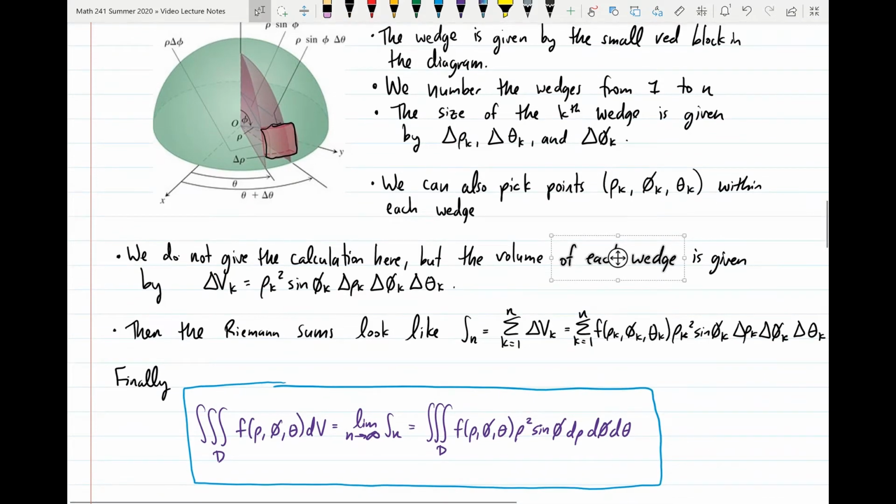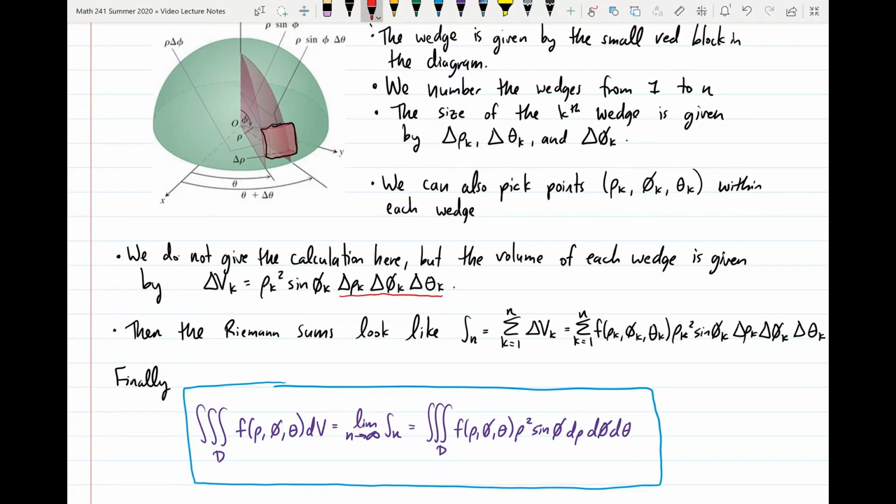And unlike what we did for polar coordinates, I'm not going to give the derivation of the volume of each of these wedges here, but you can calculate it, and it ends up being the case that the volume of each of these wedges is given by rho sub k squared times sine phi sub k times delta rho sub k times delta phi sub k times delta theta sub k.